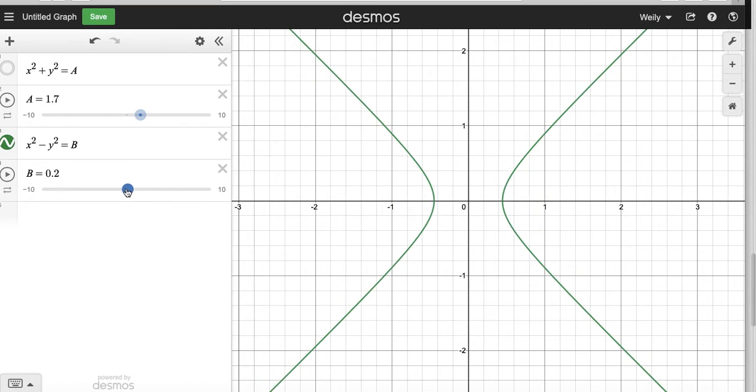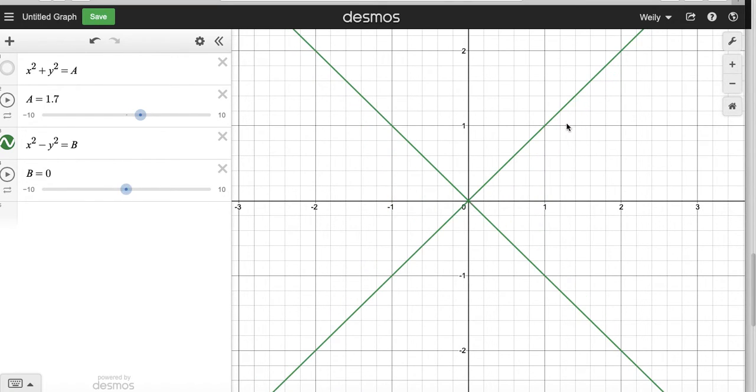And as we go to 0, we end up with these two diagonal lines. Basically we end up with x squared equals y squared, and the solution to that would be y equals positive x and y equals negative x, which then shows up as these diagonal lines with a slope of 1.